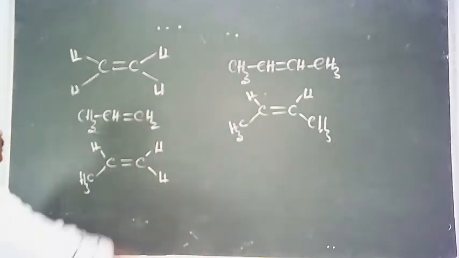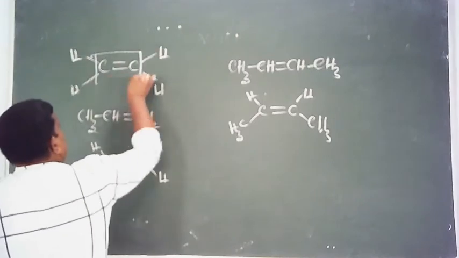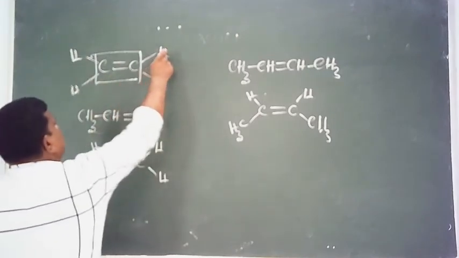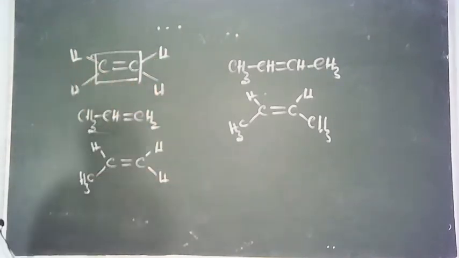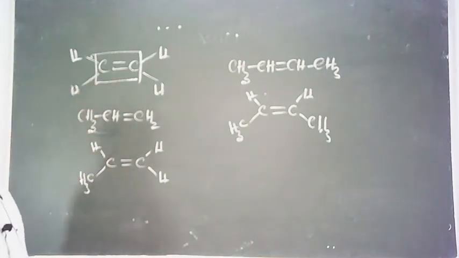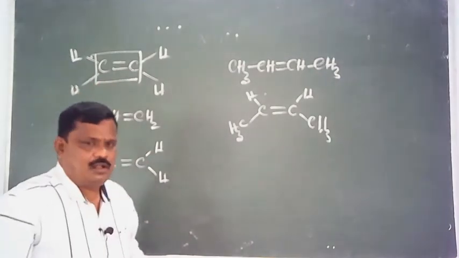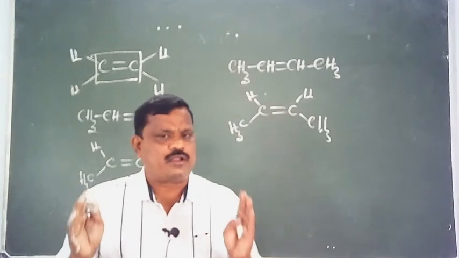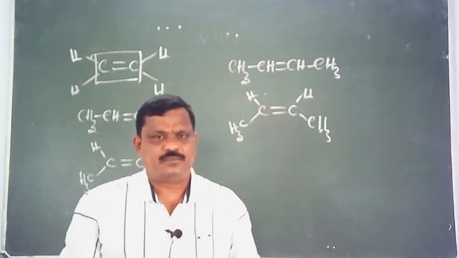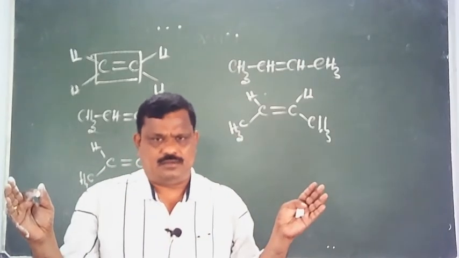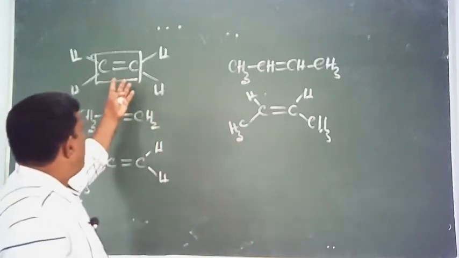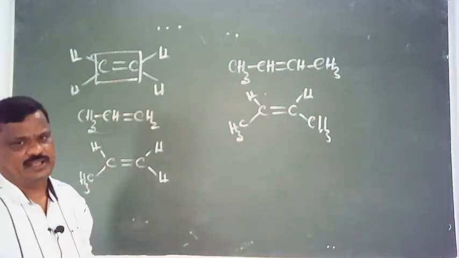See here, in ethene, doubly bonded carbon, this carbon contains 2 hydrogen atoms and this carbon contains 2 hydrogen atoms. The doubly bonded carbon atoms which are involved in the double bond contain identical atoms. Therefore, it is symmetrical in nature.